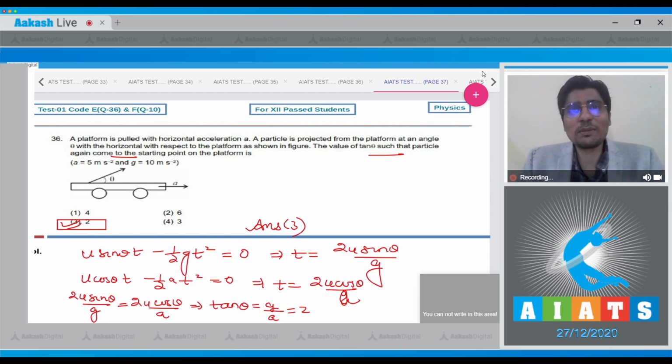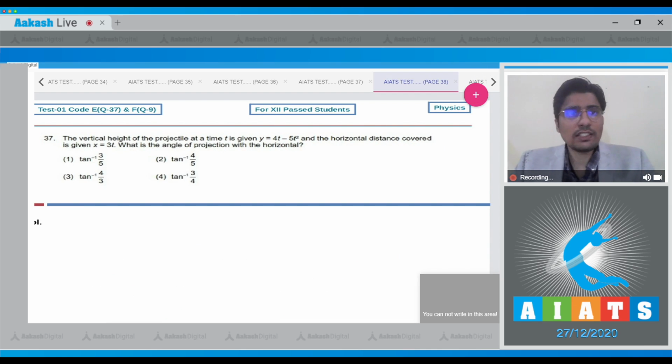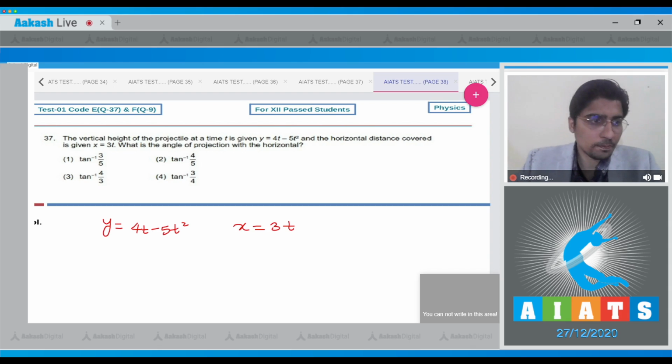Now let us move to question number 37. Question 37 says the vertical height of the projectile at time t is given by y equal to 4t minus 5t square. The horizontal distance covered is given by x equal to 3t. You have to find out the angle of projection with the horizontal.